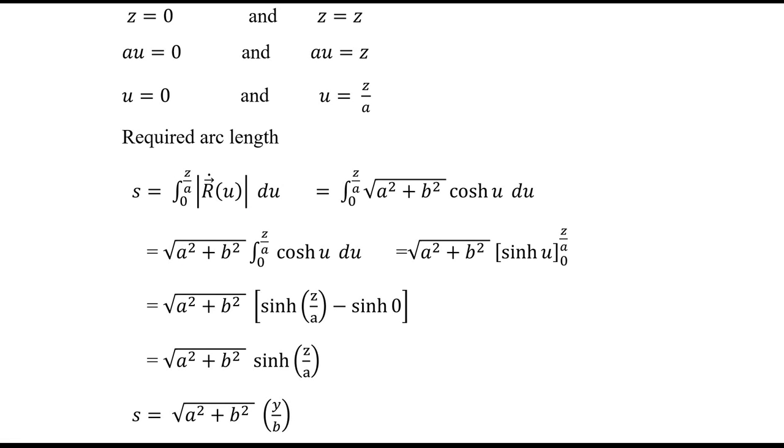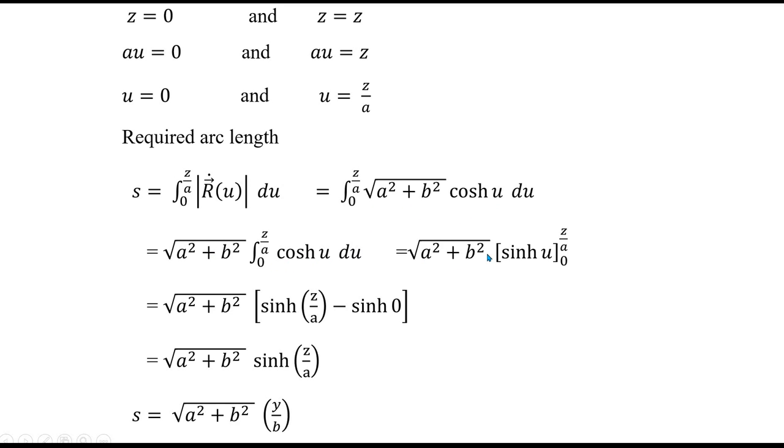Now we are going to change the limit of the integral when z equal to 0 and z equal to z. So z equal to 0 means au equal to 0. So that is u equal to 0. If z equal to z, then au equal to z. So u equal to z by a. Therefore the limit is 0 to z by a. So mod r vector dot of u into du, that is 0 to z by a square root of a square plus b square into cosh u into du. So we simplify the term.